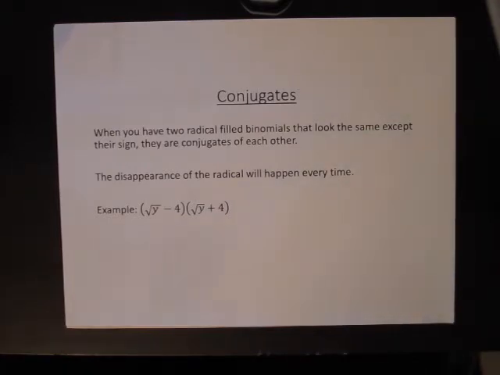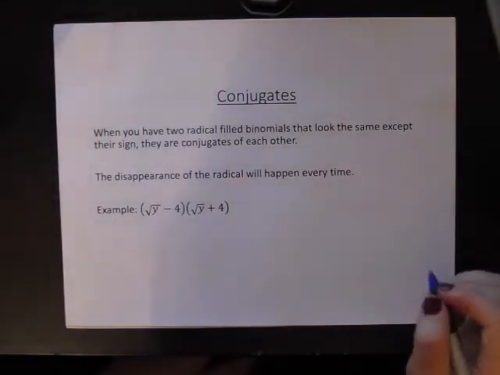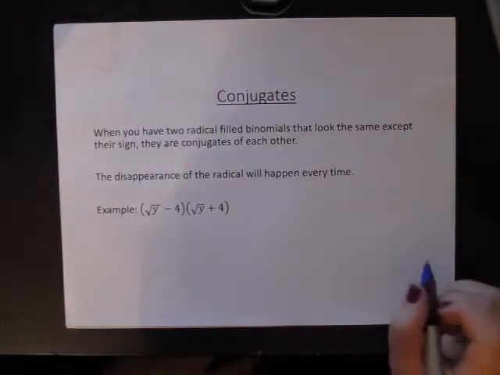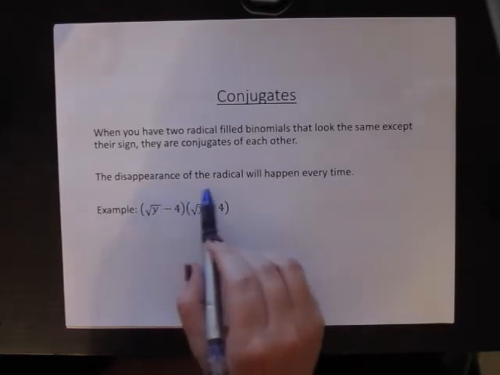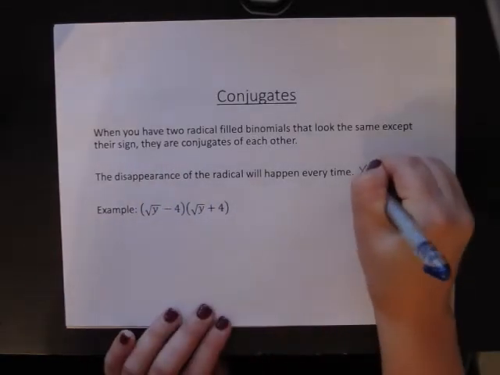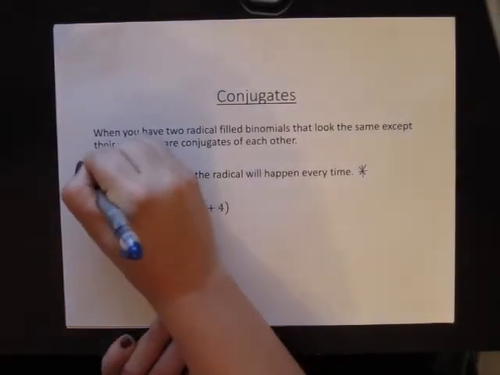Alright, so the next term that we have is this thing called a conjugate. When you have two radical-filled binomials that look exactly the same except for their sign, they are conjugates of each other. So what happens is the disappearance of the radical will happen every single time. Let me show you what I mean.